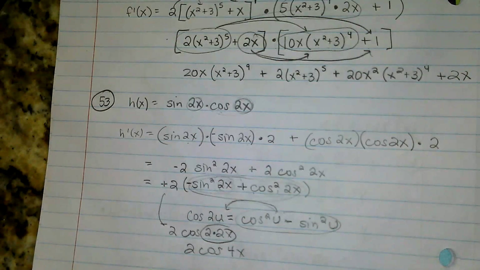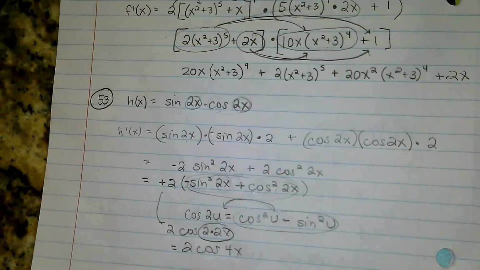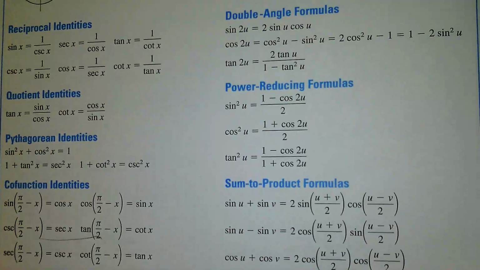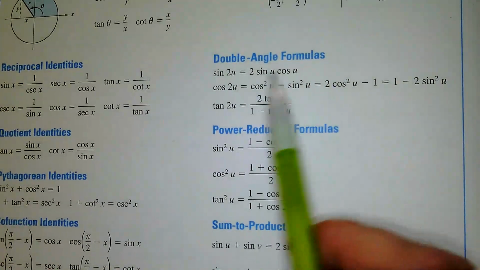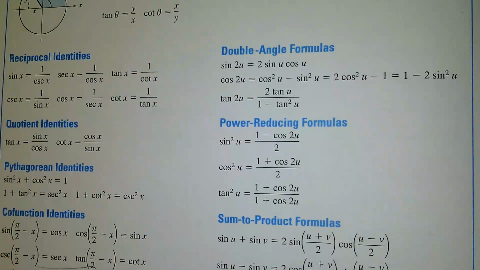Let me just check quickly before I leave you with something incorrect. 2 cosine of 4x. So that's it. So that's a little use of the double angle formula. I'll show you quickly in your textbook. I was using my double angles. These are the ones that we had to memorize, and then all these others that we didn't.